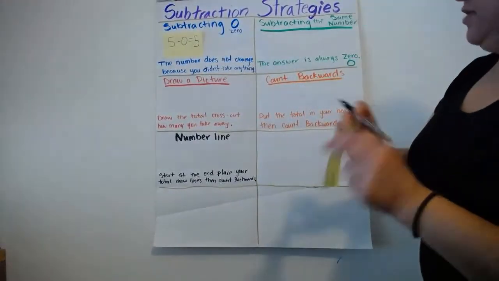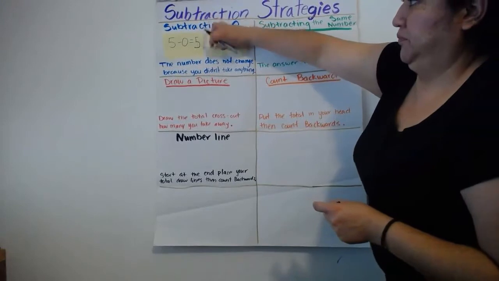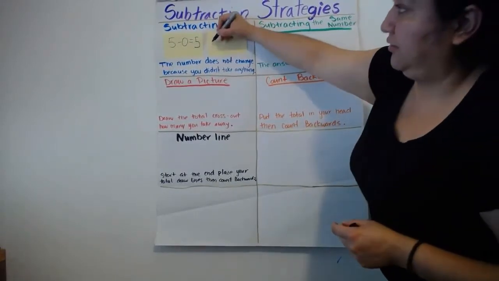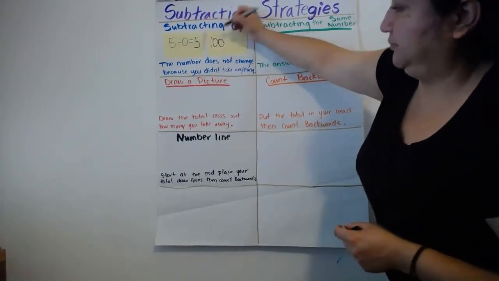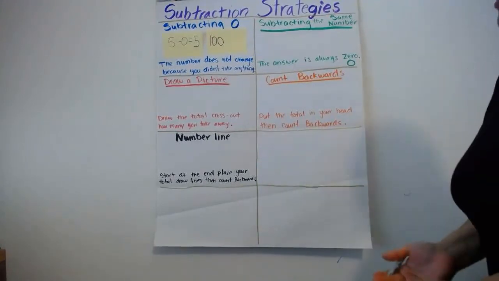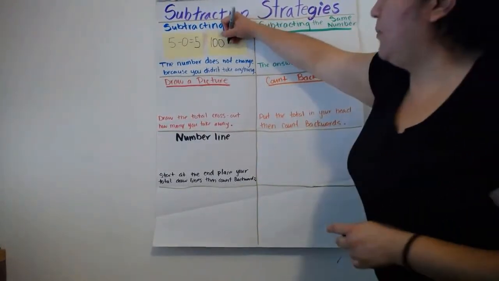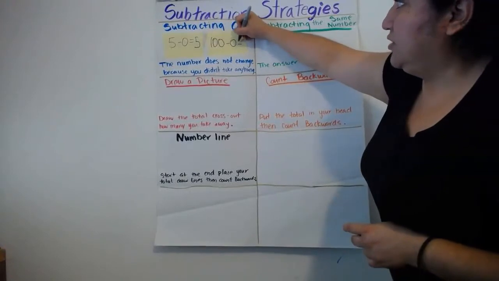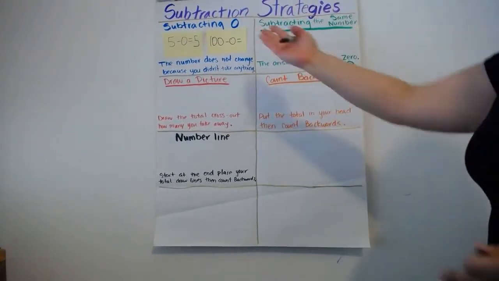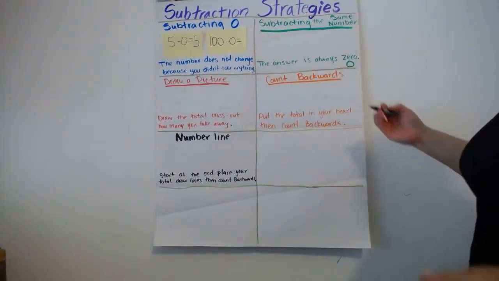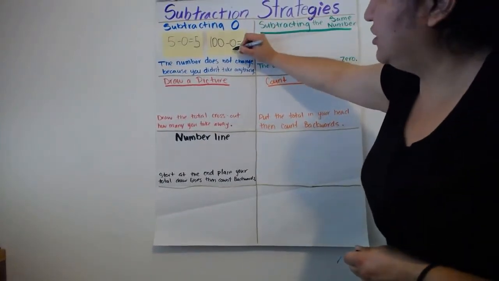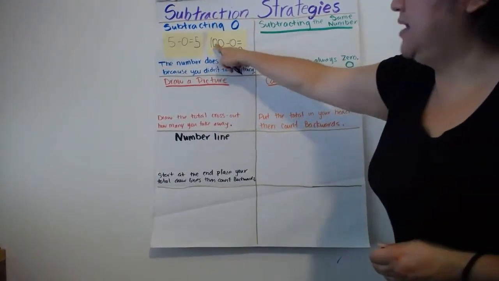And let's say you have another one. Let's say you have $100, and you don't give anybody anything. So it's 100 minus 0. You decide to save it, you don't want to spend it, so you're still going to have $100. So your answer is going to be the same number.